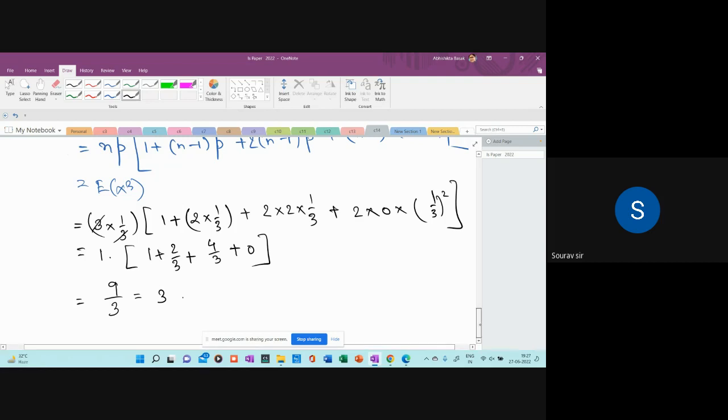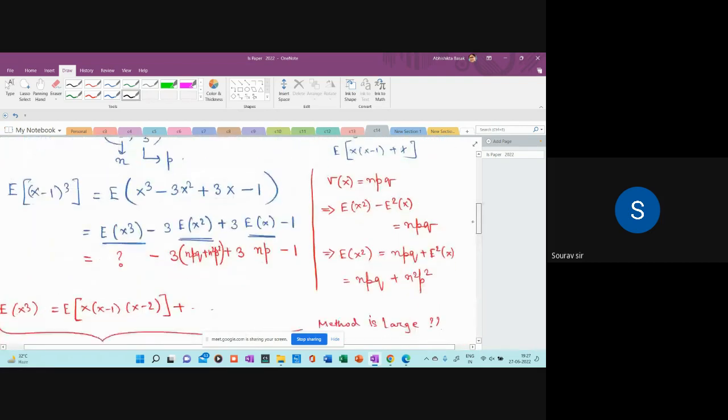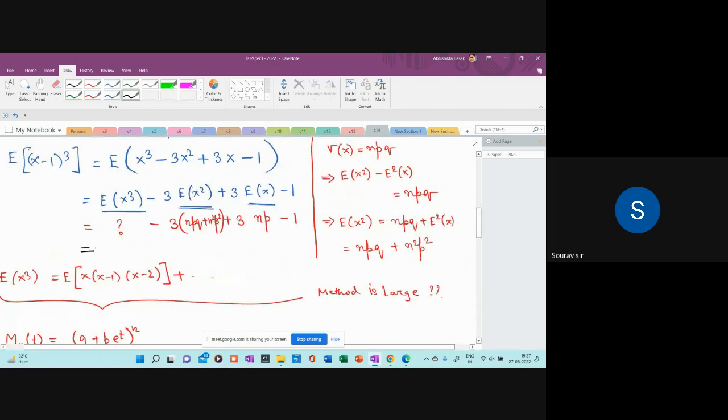So let's go back to the top where we are obtaining this value. After putting the values of n and p, this value is going to give me 3 minus 3 into npq, which is 3 into 1 by 3 into 2 by 3, plus n square, which is 3 square into 1 by 3 square, plus 3 into 3 into 1 by 3 minus 1.